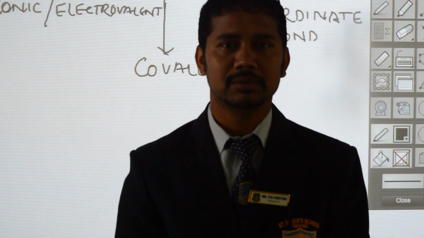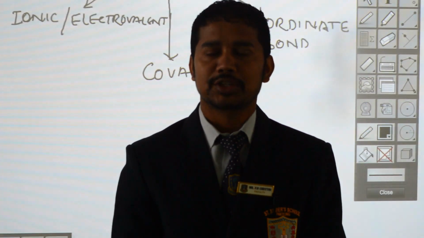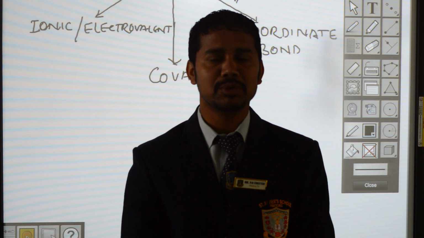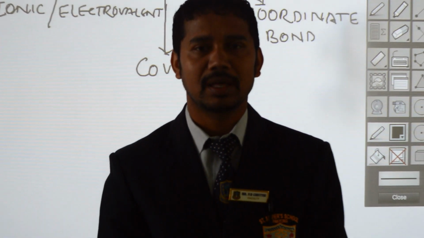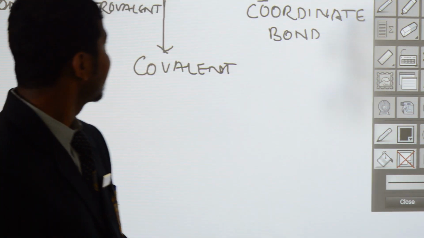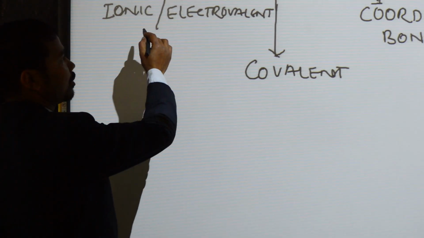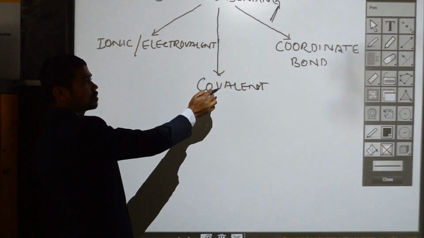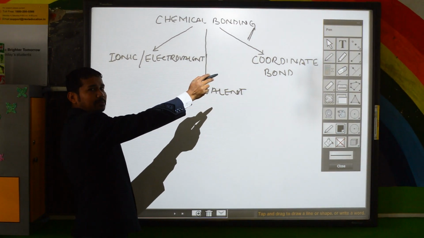Good morning, dear students. This is the continuation of Chapter 2, Chemical Bonding, that we were doing in our class. There are three types of chemical bonds: ionic or electrovalent bonds, covalent bonds, and coordinate bonds.